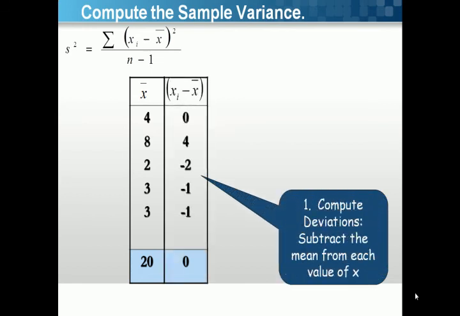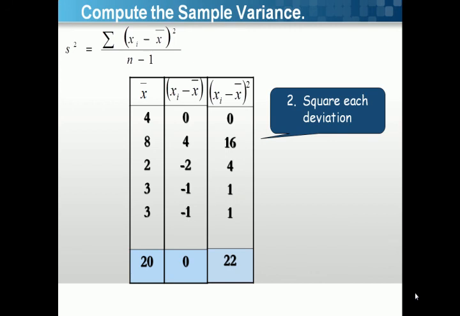Anyway, just going through this numerically, we're going to first compute the deviations. That's subtracting the mean from every point. So the sample mean was 4, so 4 minus 4 is 0, 8 minus 4 is 4, and so on. You should note, and this will always be the case, that this column, which we can refer to as deviations, the difference of each value from the mean, will always sum to 0.